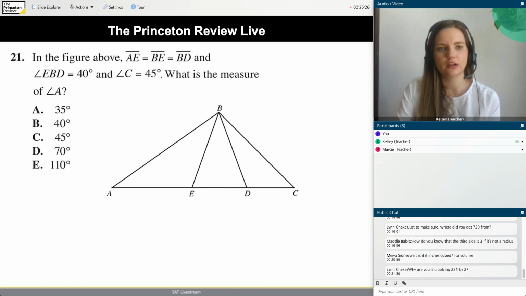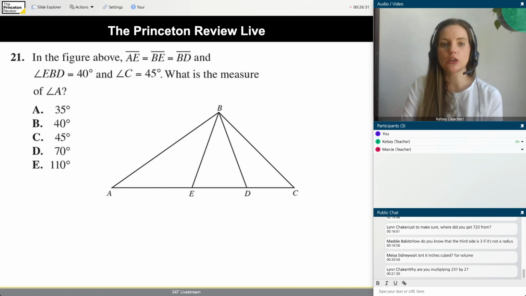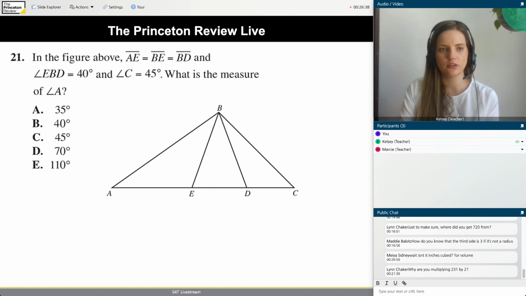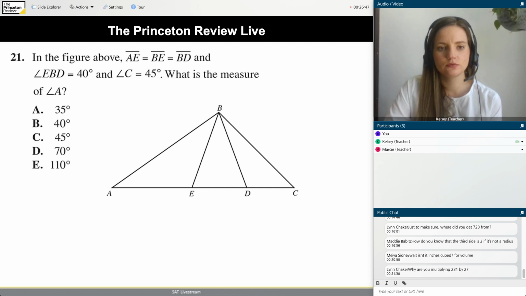In the figure above, AE is equal to BE is equal to BD. Angle EBD is 40 degrees and angle C is 45 degrees. What is the measure of angle A? So they drew us the figure, but they didn't label anything for us. So we want to make sure to put all that stuff down. So we know for sure that AE is going to be the same size as BE as BD. Okay, that's one thing that we know for sure. What else? EBD is 40 degrees.